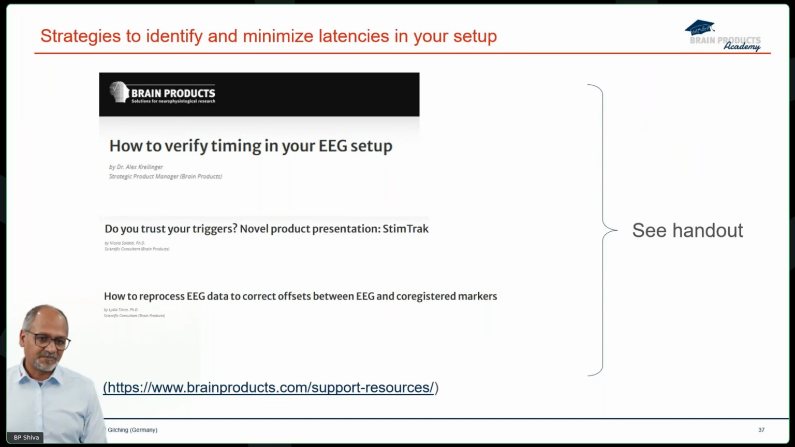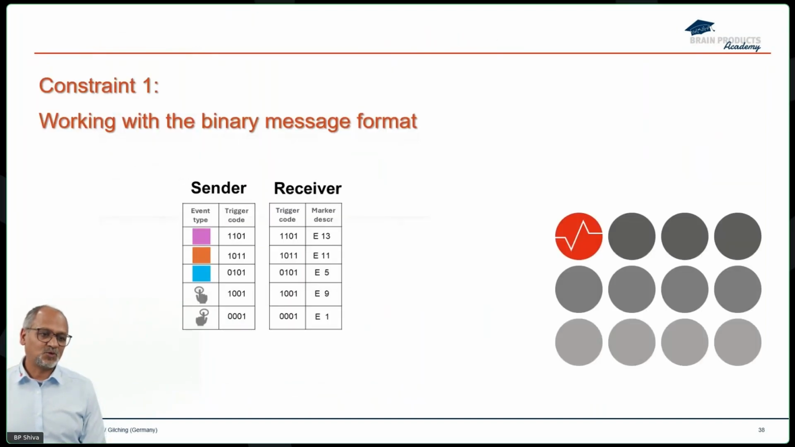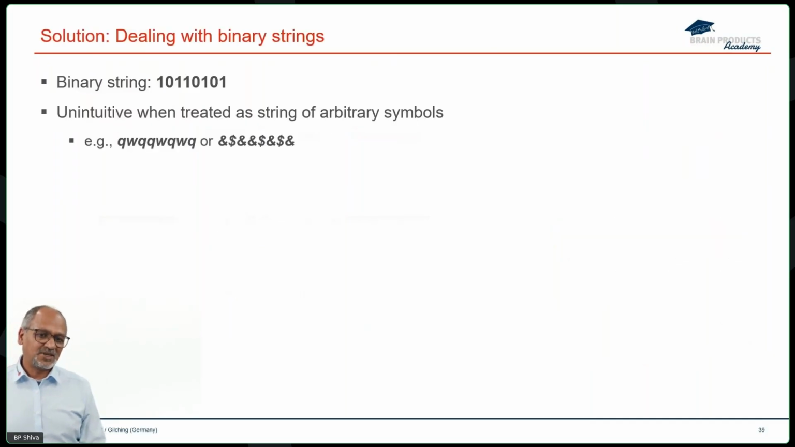We have a large variety of resources for you on our support and resources page on our website, and many of these resources are listed in the handout, that you can check out at your leisure. And now let us turn to what is in the actual trigger, that is, the information about the what of an event. So the first challenge is working with the binary message format. In general, binary strings can be unintuitive. They are a string of arbitrary symbols, and just because their function does not depend on their symbolic nature, that still makes them difficult to work with.